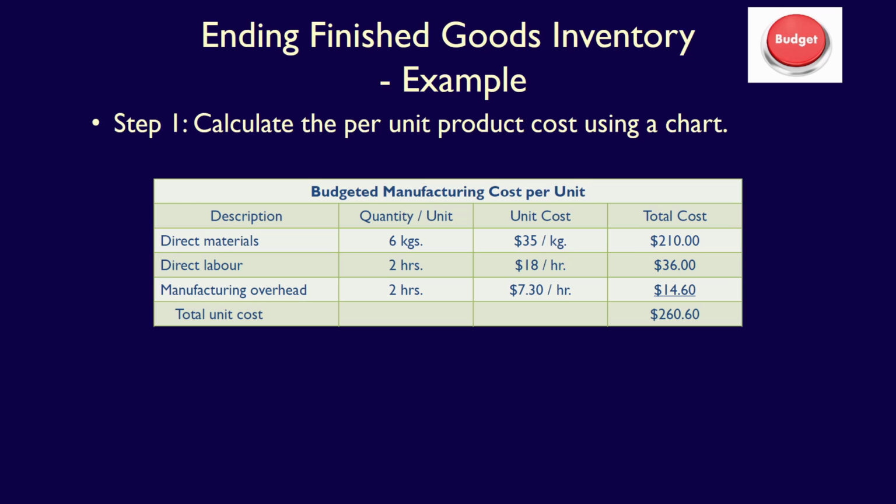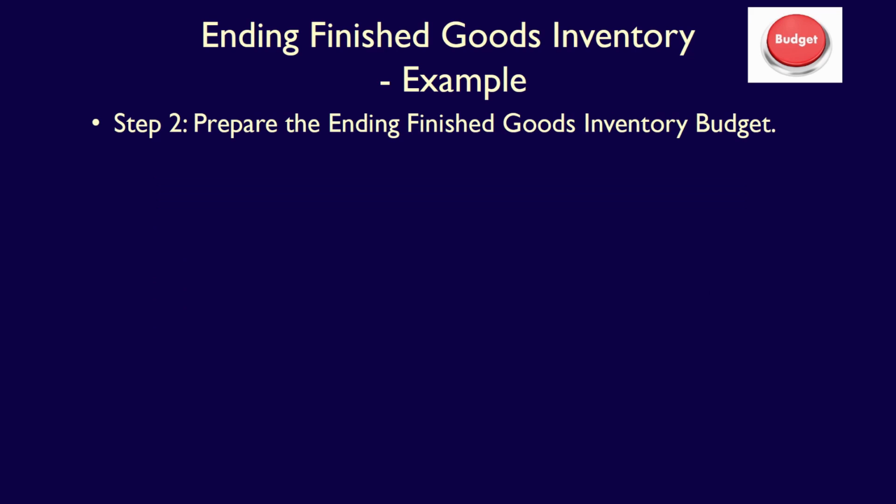This gives us a total unit cost, also called the cost of manufacturing one unit. $210 plus $36 plus $14.60 is equal to $260.60 per unit. We're going to use that in Step 2, prepare an ending finished goods inventory budget.